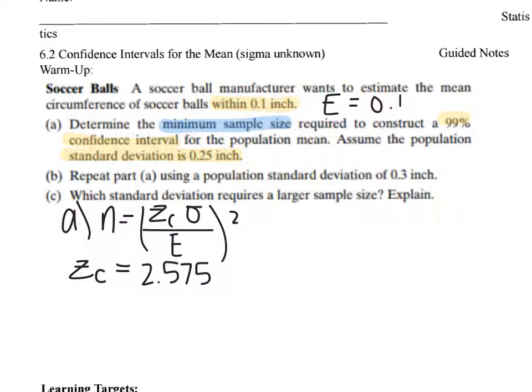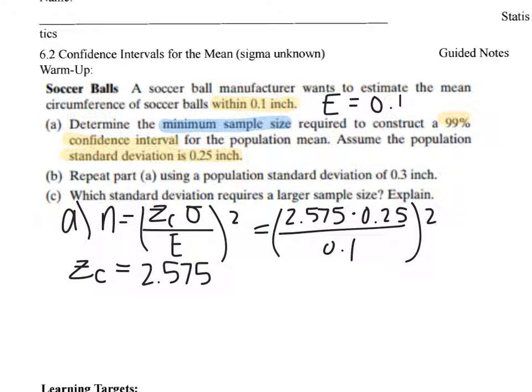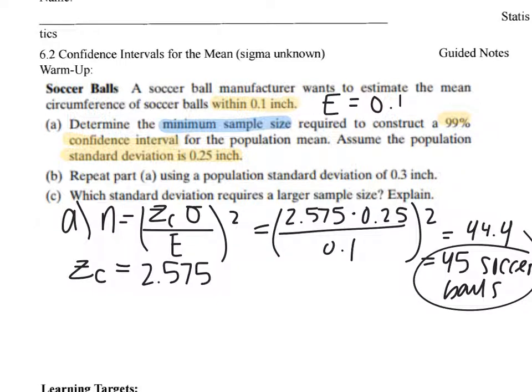So we just go ahead and sub all these numbers in. We have 2.575 times our standard deviation, which is 0.25, all divided by 0.1, and then we're going to square the entire thing. We get about 44.4, but remember, you are not allowed to have a portion of a soccer ball, so in this case, we always round up and we get 45 soccer balls.